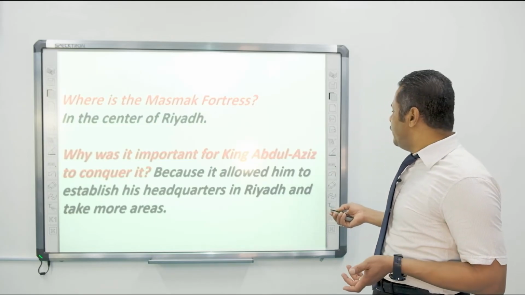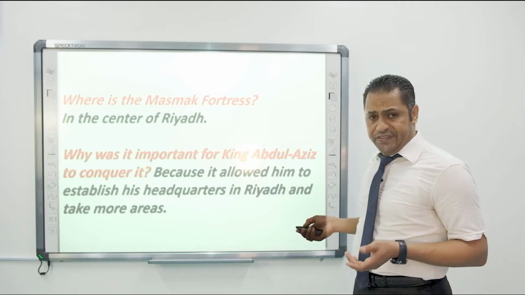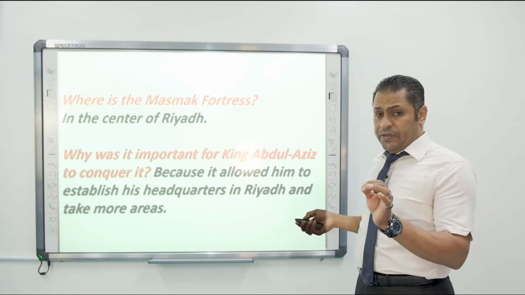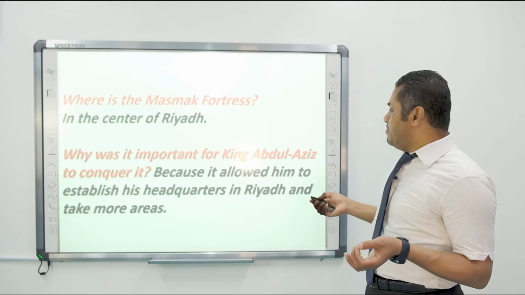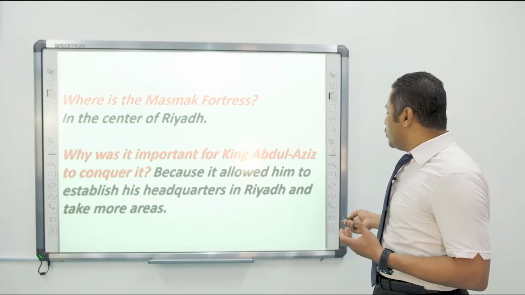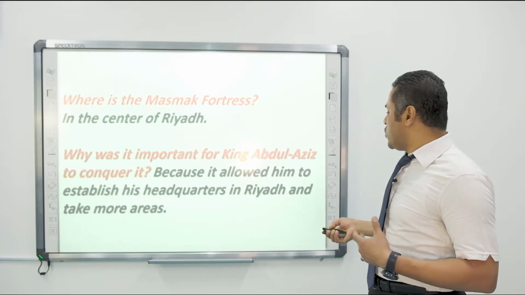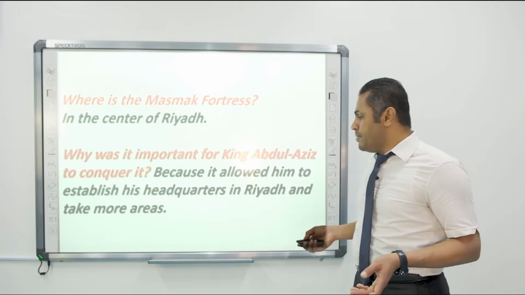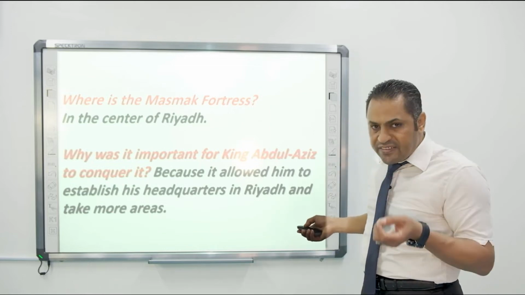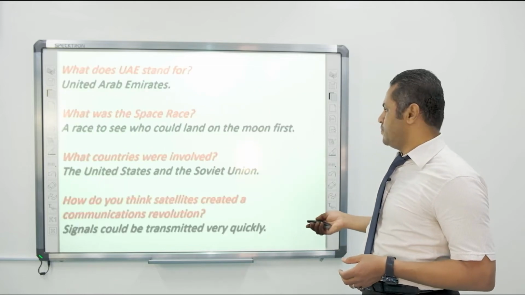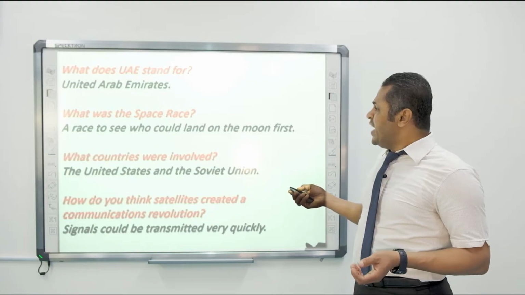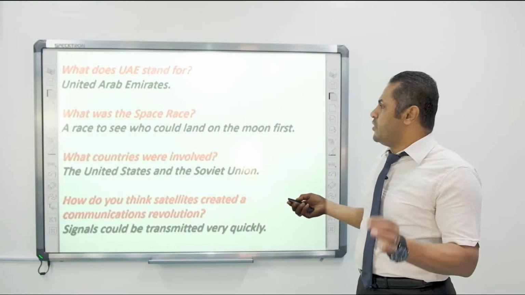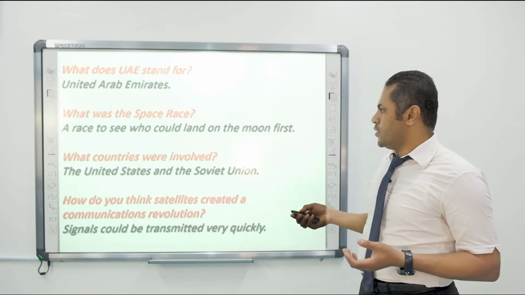Why was it important for King Abdulaziz to conquer it? It was important for King Abdulaziz to conquer the Masmak fortress because it allowed him to establish his headquarters in Riyadh and to get more areas. What does UAE stand for? UAE is the abbreviation of the United Arab Emirates.